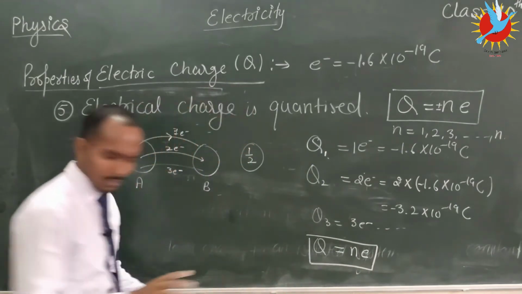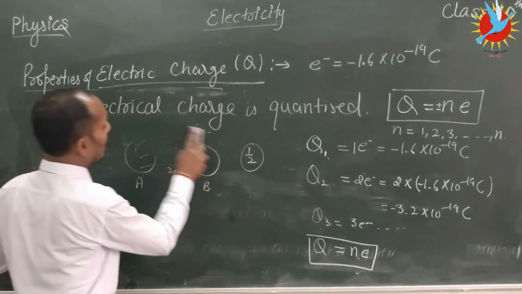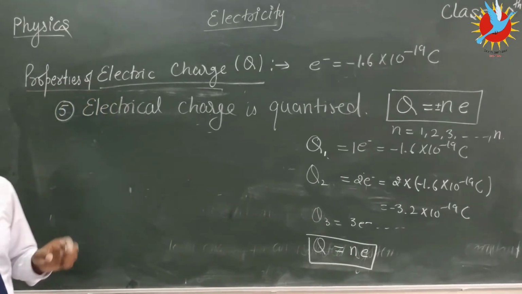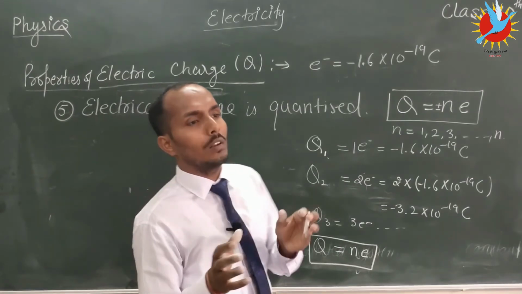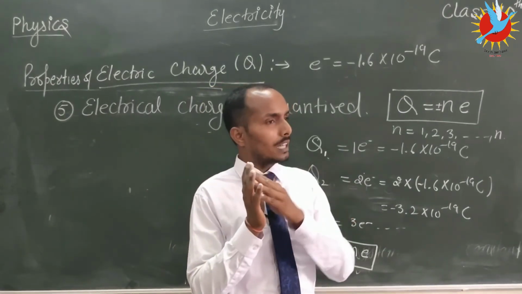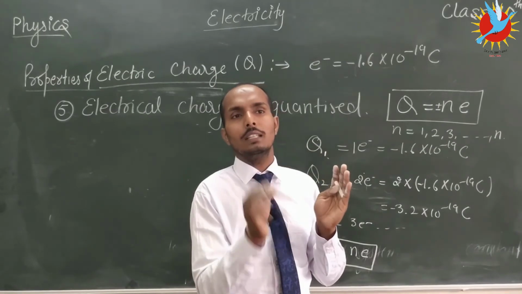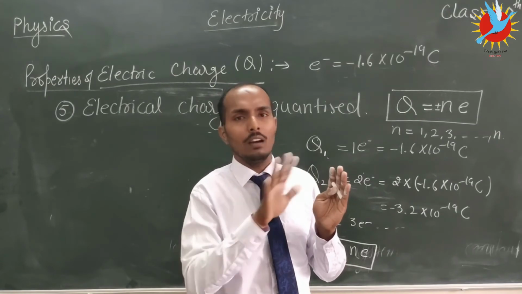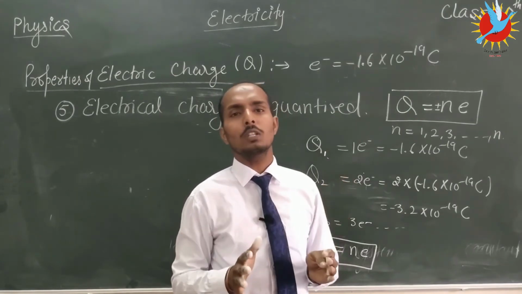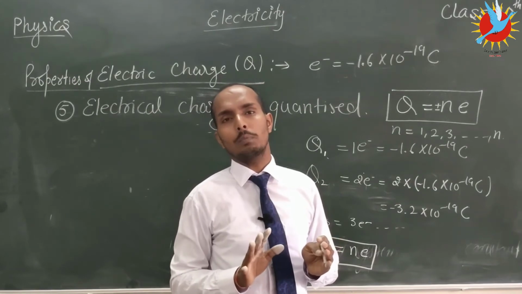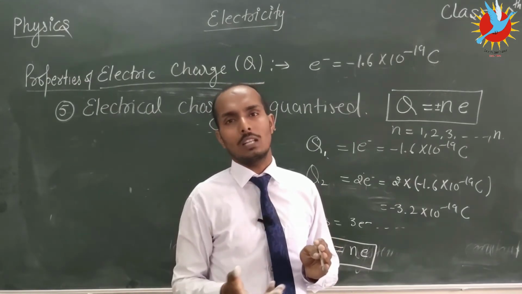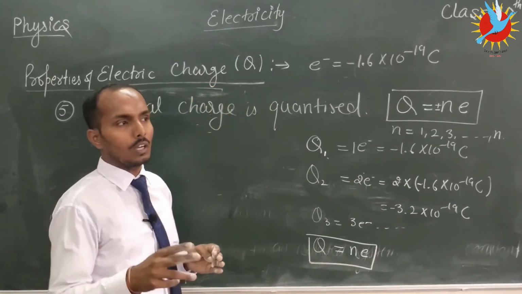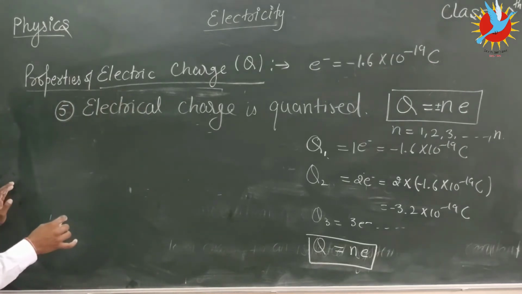If you solve some numericals, then you are able to understand the topic. In simple words, what is the meaning of quantization? Quantization means electrons always transfer from one body to another in integral form. It means one electron may be transferred, 2, 300, 1500. It is possible, but in fraction form it is not possible. It means half an electron is not transferred. So quantization means in the form of packets, 1, 2, 3. In the form of packets.